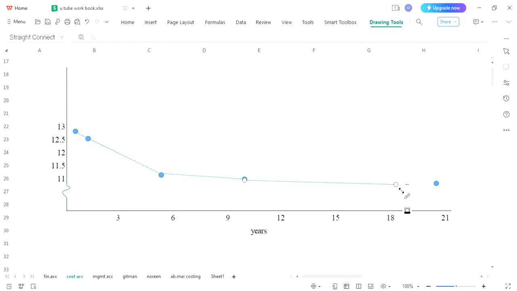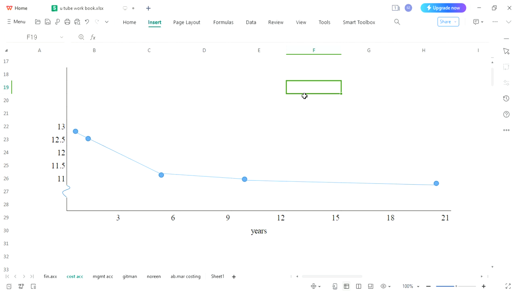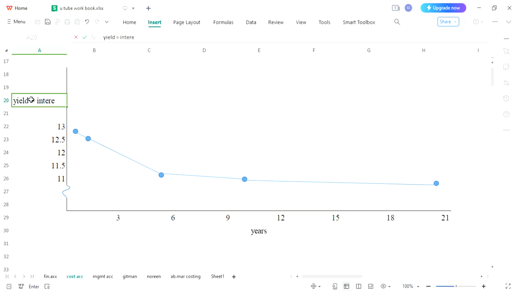Then we have our last point stretched with the fourth and fifth point. Alright guys, as you can see, our graph has been completed. So here you have put your years, and at the y-axis yield or interest percentage was mentioned. So you can see that this interest percentage was from 11 to 13 and years were from 0 to 21 years. And your trend has been drawn over here.